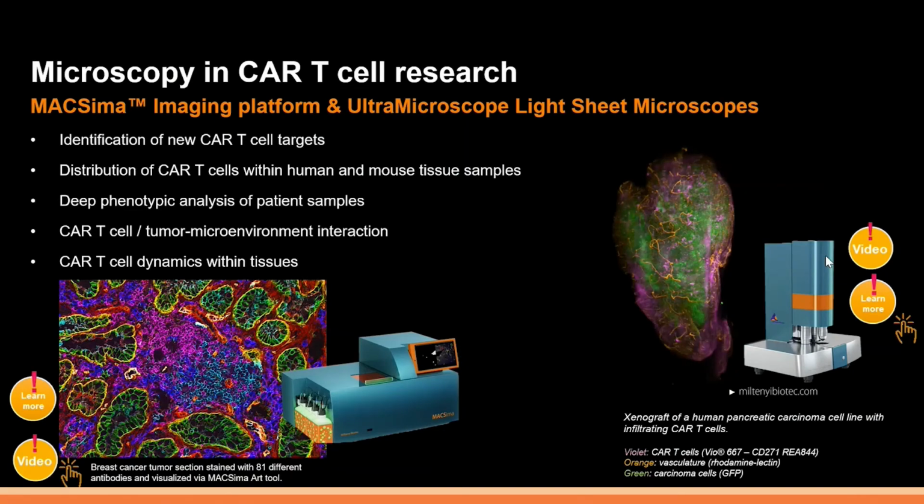On top of all that, a really fantastic novelty in our portfolio are our new imaging systems, MACSima and the Ultramicroscope light sheet microscopes. These systems allow the visualization of T cells and others within a tissue context. Thereby, for example, new CAR T cell targets may be identified, the distribution dynamics of tumor-infiltrating leukocytes in tumor tissue assessed, and the deep phenotypic analysis of patient samples and the tumor microenvironment is possible.